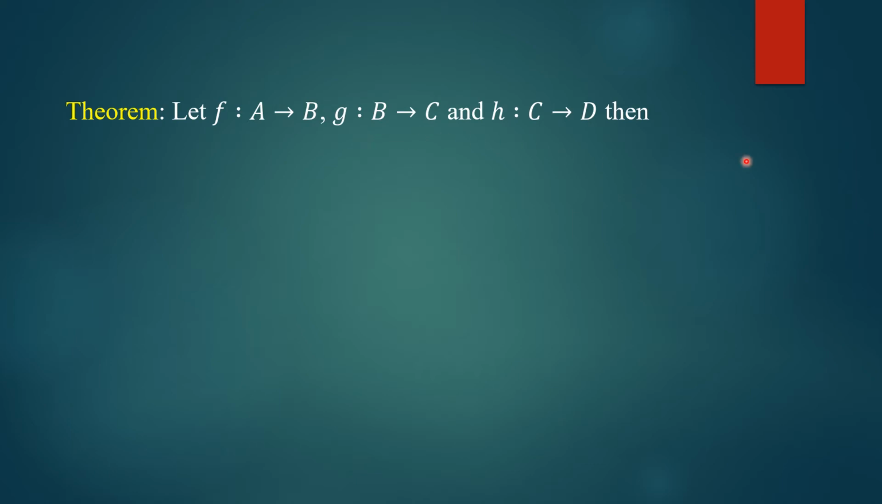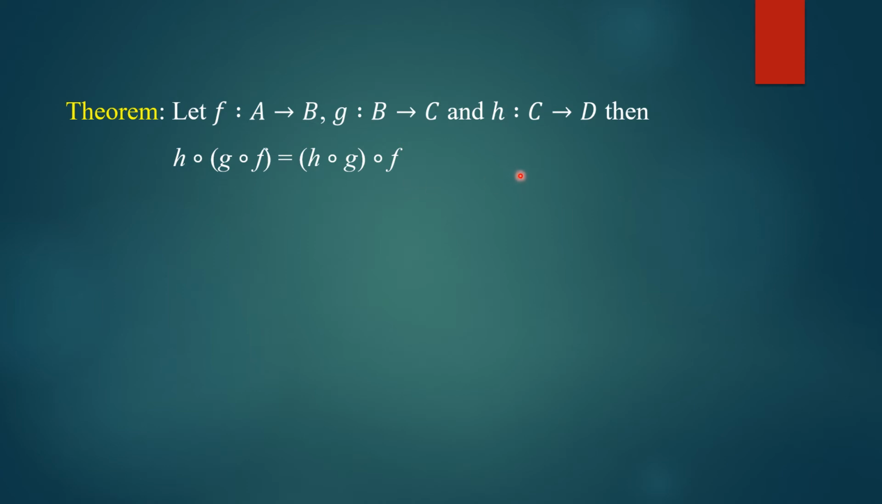So then the theorem is h o g o f will be equal to h o g o f with the brackets placed differently, and this is the associative property of composition of functions. f o g is not equal to g o f; this is the commutative property. That is, composition of functions does not satisfy the commutative property, commutativity, but it satisfies the associative property. This is the associative property, just a change of position of brackets.